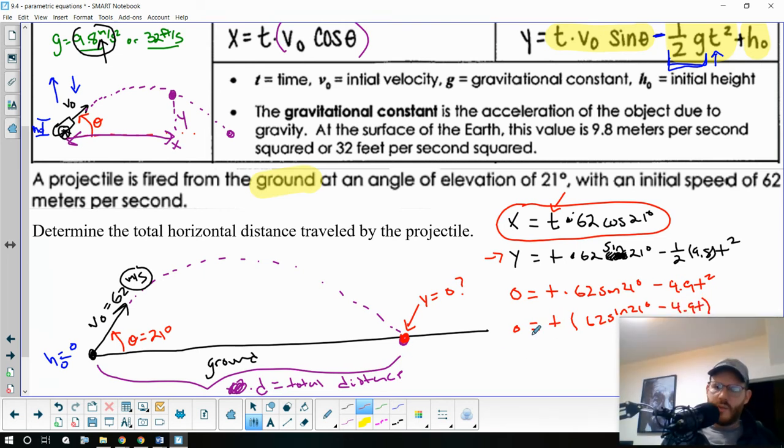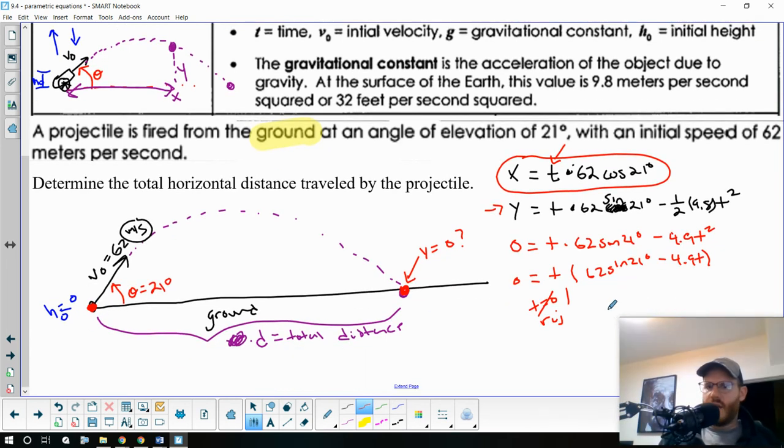So either t equals 0, which we can recognize based off of my little diagram is actually the start of the problem, so I'm going to ignore that solution. T equals 0 is a solution, but it's not the one I'm looking for. I'm looking for the other one, which happens when t is equal to 62 sine of 21 degrees divided by 4.9. Okay, and then I could go to a calculator to calculate that value.